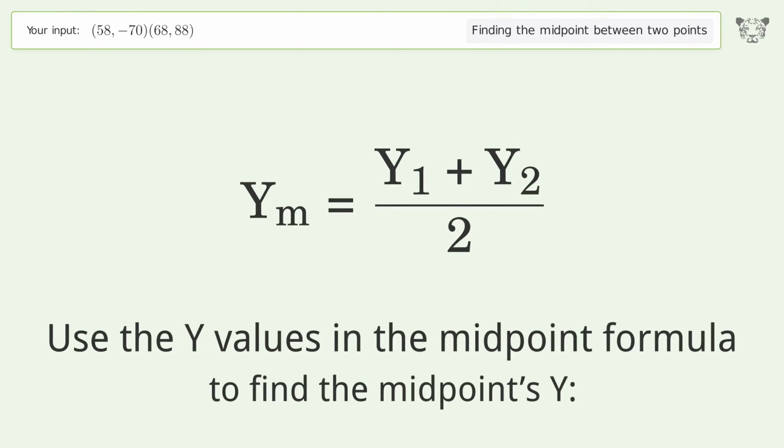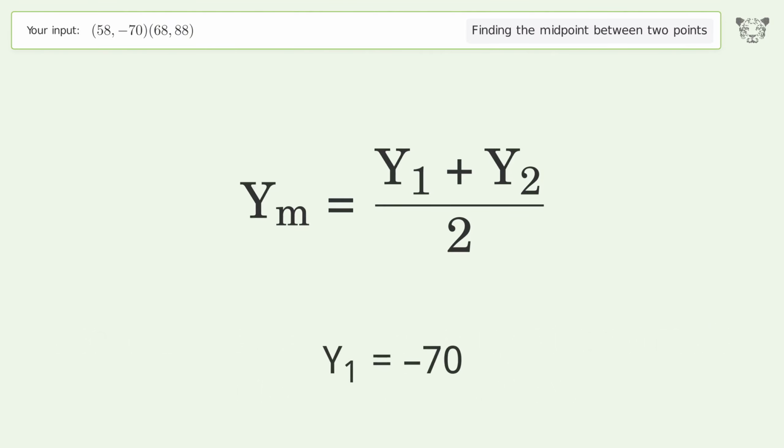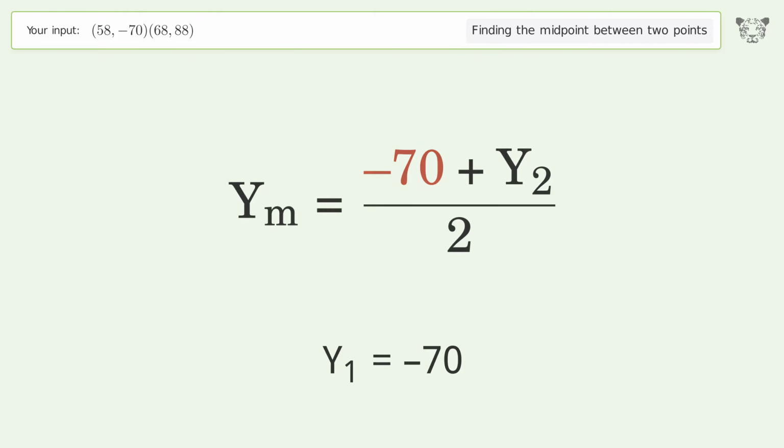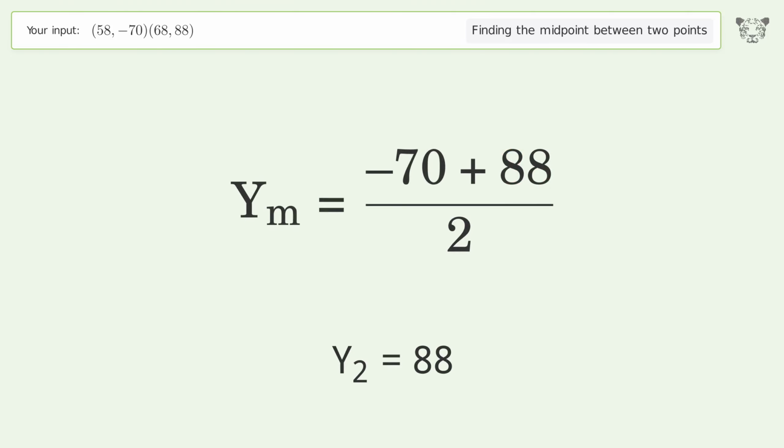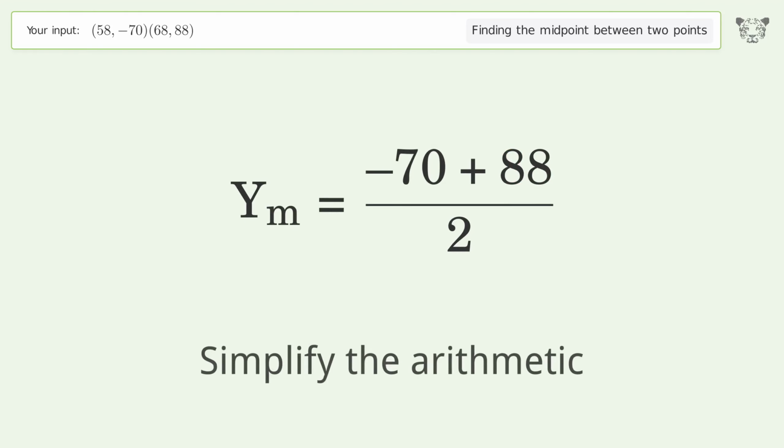Use the y values in the midpoint formula to find the midpoint's y. y1 equals -70. y2 equals 88. Simplify the arithmetic.